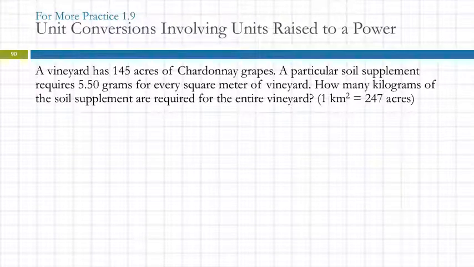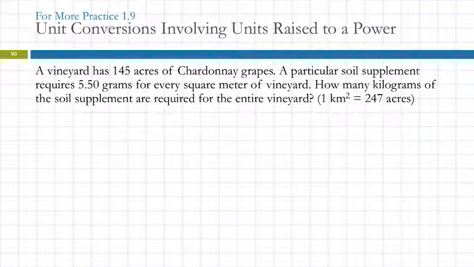Okay, here's one that's units raised to a power, a little more complicated. The vineyard has 145 acres of Chardonnay grapes. A particular soil supplement requires 5.50 grams for every square meter of vineyard. How many kilograms of the soil supplement are required for the entire vineyard? Now, does that sound like a problem that could happen in real life? Absolutely, right? Depending on what your career is, of course.